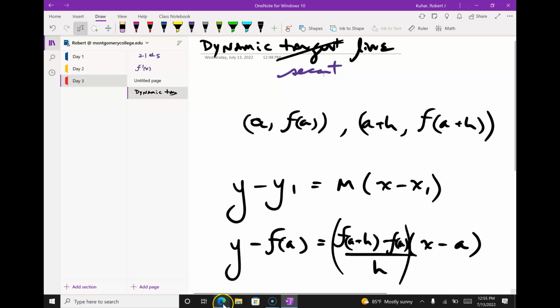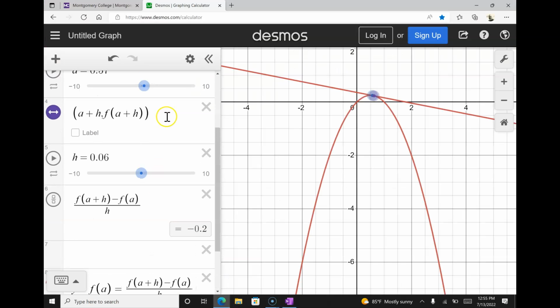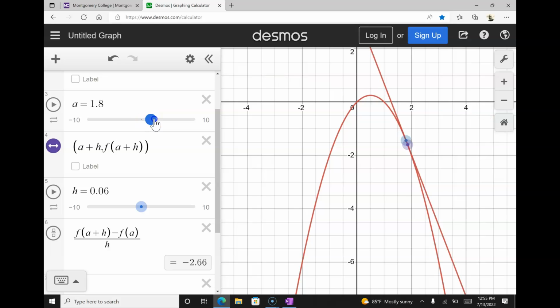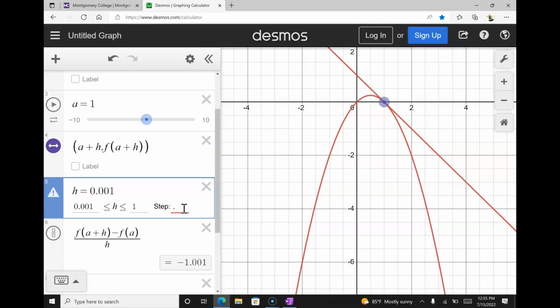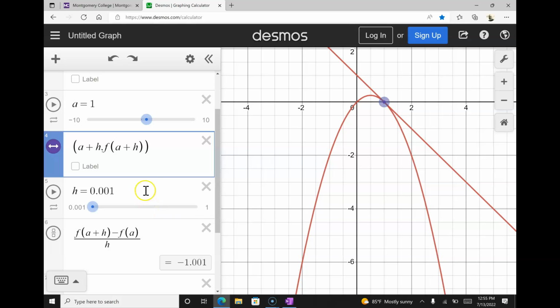Now if you take a look at what I've done here, I'm gonna set a to be 1. And I'm gonna let h go to 0, right? I can set my h step to go really, really slow. Uh-oh. There we go. And look, I can get really, really close and try and make a prediction.